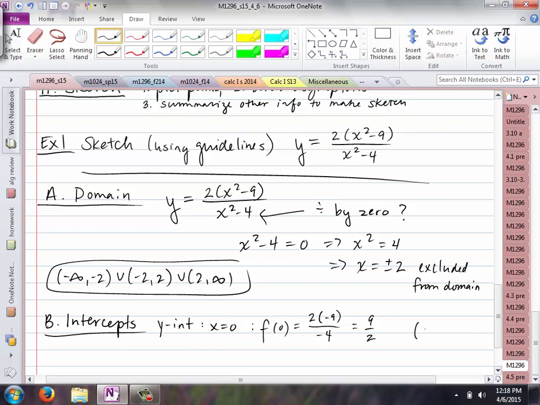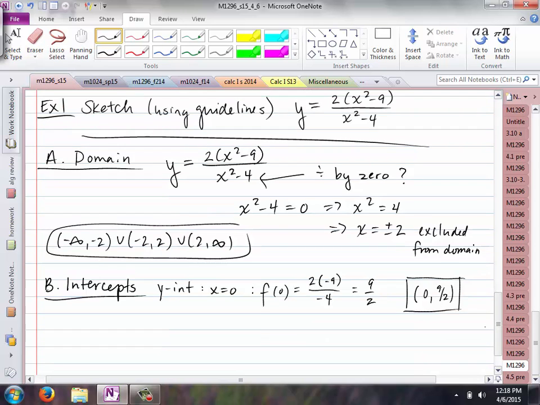To list the y-intercept, you could say the y-intercept equals 9 halves, or what's common is to just write it as a point. And that's kind of handy because that's why we want to find the intercepts, it anchors the points that we're going to need on our graph. And so might as well just write it as a point.